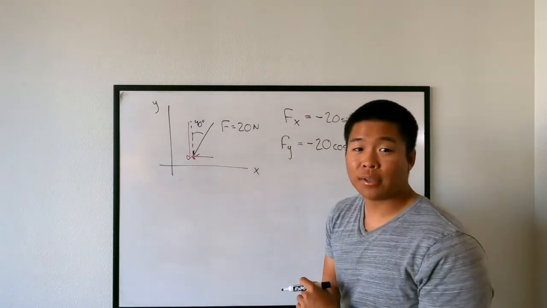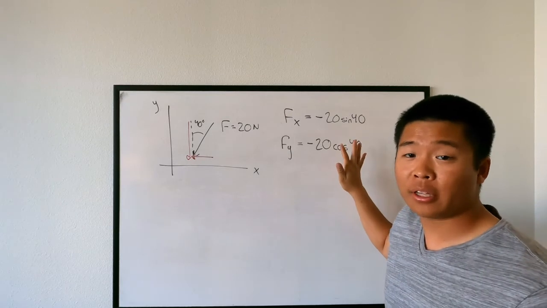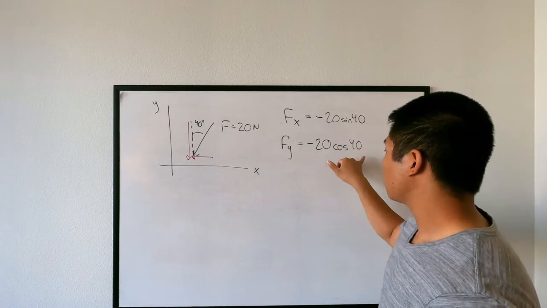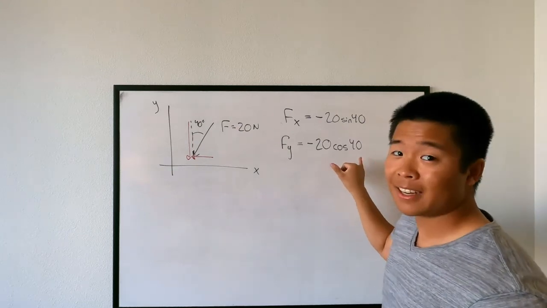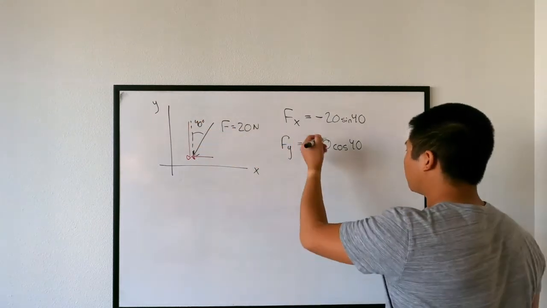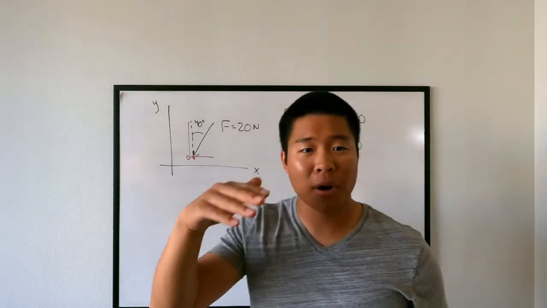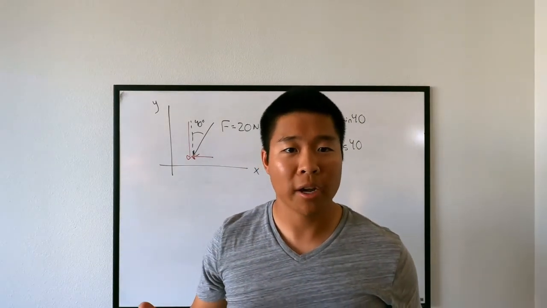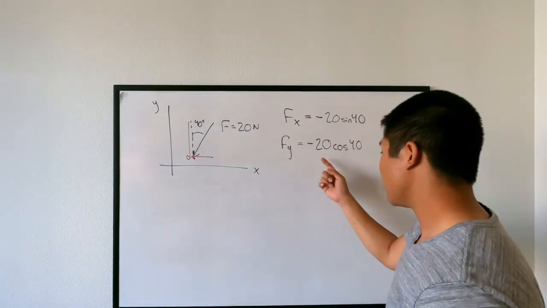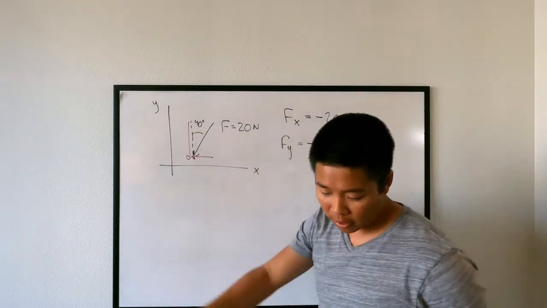In general, I like to keep these as they are. I don't plug it into the calculator if I can help it, because writing this helps you understand that this value came from here. If I write it in my calculator, it turns out to be some decimal, and then I'm looking through my work and I'm like, where did this decimal come from? It's much harder to troubleshoot a bunch of decimals than something very specific. It says 20 cosine 40 because I know those values came from here.